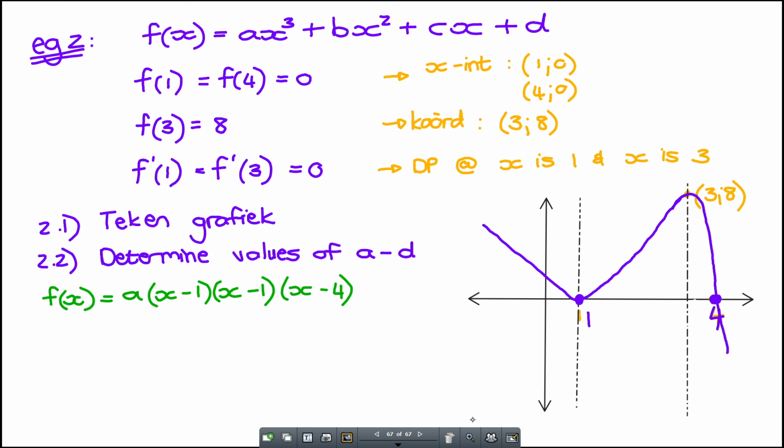Gelukkig sien ek jou môre 2 keer. Kan ek vir julle huiswerk gee om te probeer?